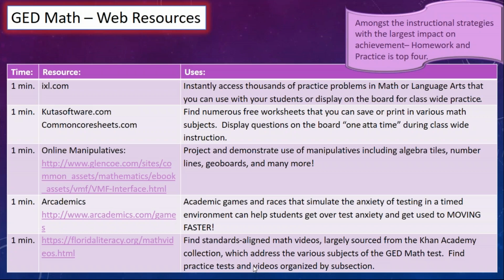So I'm going to switch screens again, and I'm going to go back and show you some of these web resources.